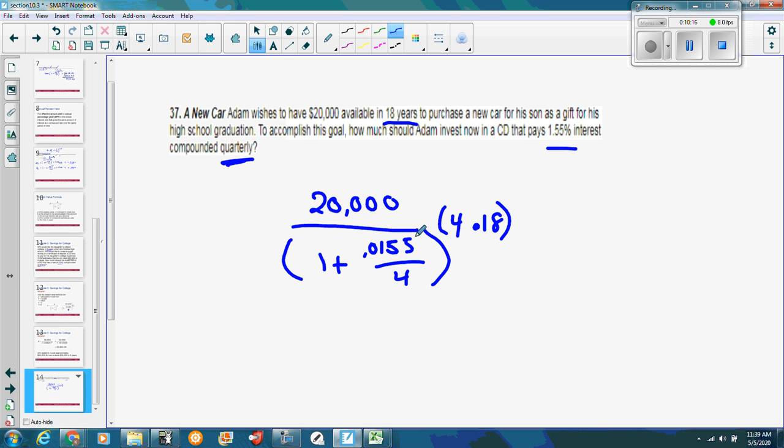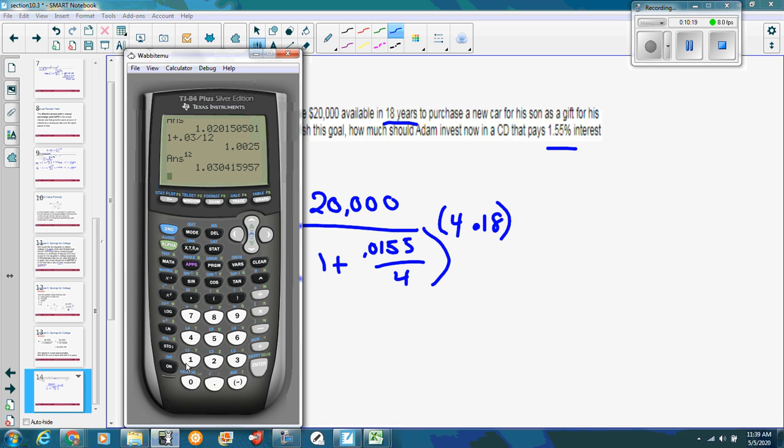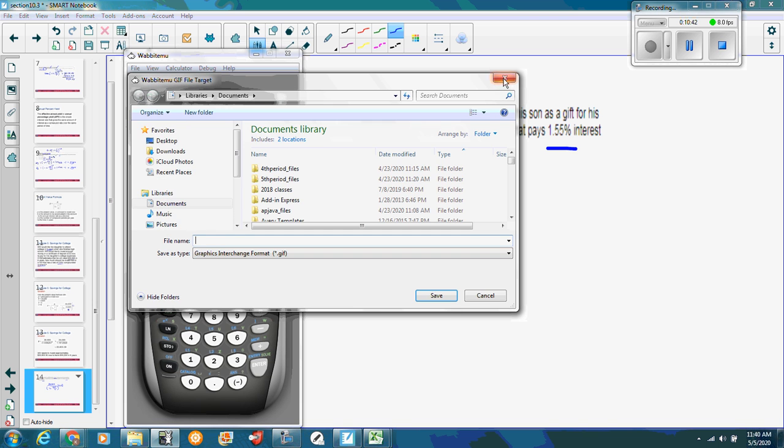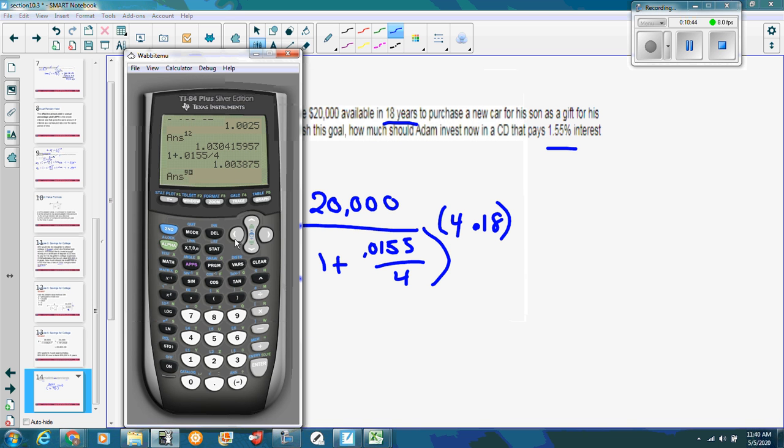Okay, so this is how I would do it. 1 plus 0.0155 divided by 4 to the, now I'm going to use parentheses because I don't know 4 times 18 in my head. 4, there we go, 4 times 18. So that's my bottom number.